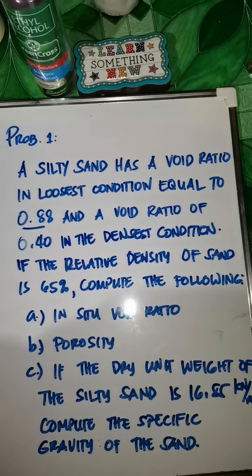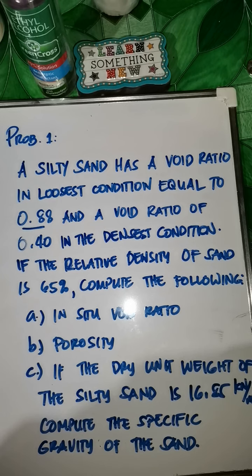Okay, so we have here problem number 1. This is in relation to the relative density of soil topic. A silty sand has a void ratio in loosest condition equal to 0.88 and a void ratio of 0.40 in its densest condition. If the relative density of sand is 65%, compute the following.